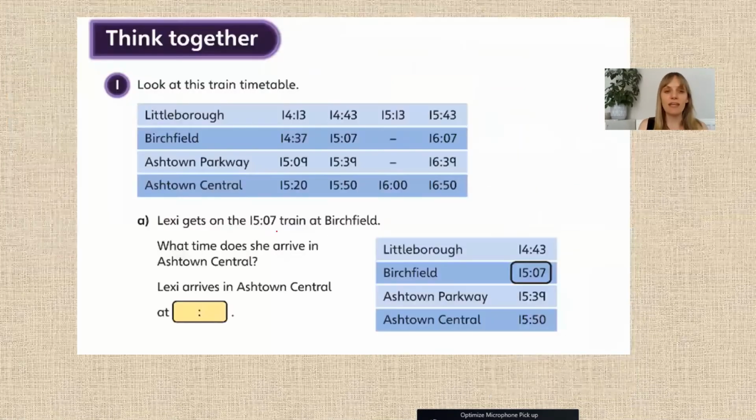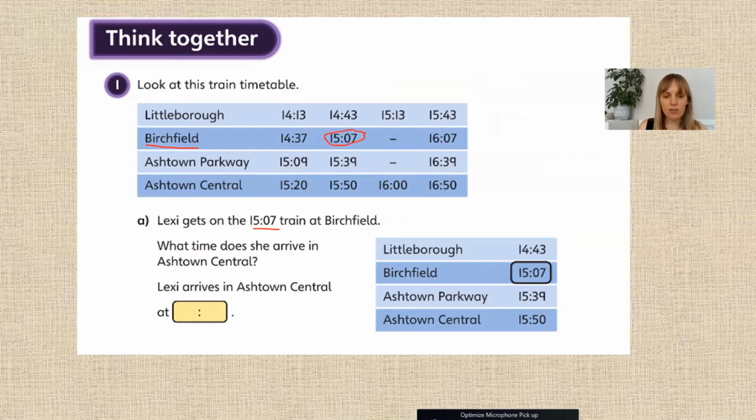Okay, so here we are now with our first think together. This is a train timetable. Lexi gets on the 15:07 train at Birchfield. So I'm going to look down this list. Here's Birchfield, and she's getting on the 15:07. Oh look, here it is. This is the train that she's catching here.